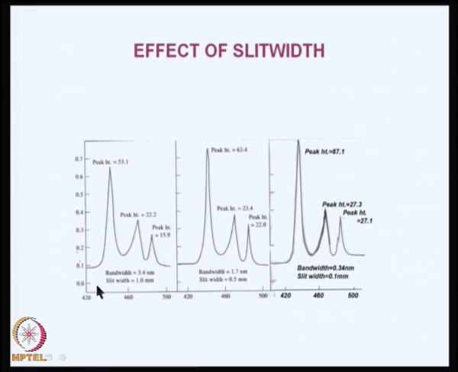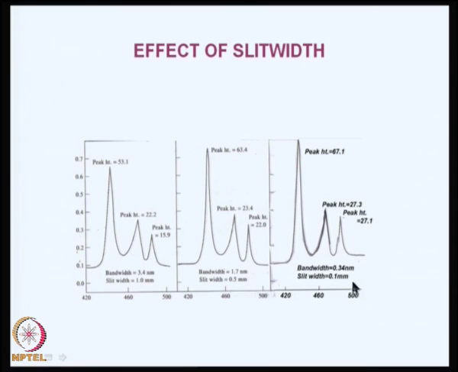So, you can see the effect of slit width here. We have plotted peak height versus wavelength. You can see the peaks are very sharp here, and here the peaks are much better, but peak height you can see as the bandwidth and slit width changes. Here it is 1 mm, here it is 0.5 mm. The peak height here is about 53.1, and as the slit width decreases it goes to 63.4. That means the spectrum has become much sharper.